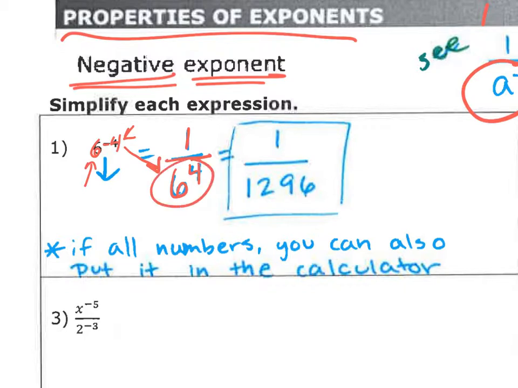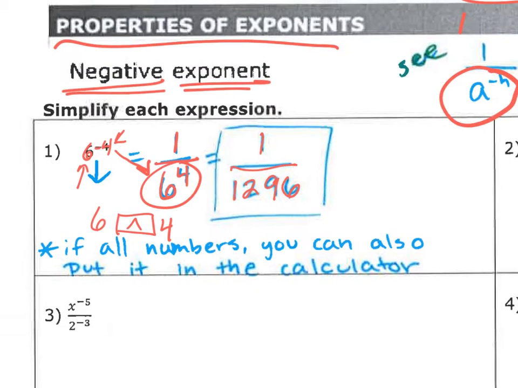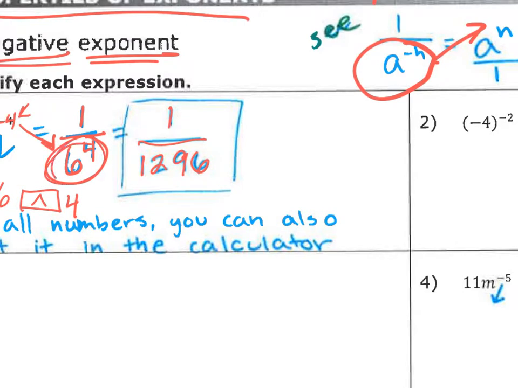Now, I don't know how to do this part in my head. So in my calculator, I would say 6 caret 4, which gives me 1,296. The mistake most kids make is they'll just write down 1,296, and that's not what you want to do. You want to put it over 1, because our original part was over 1.